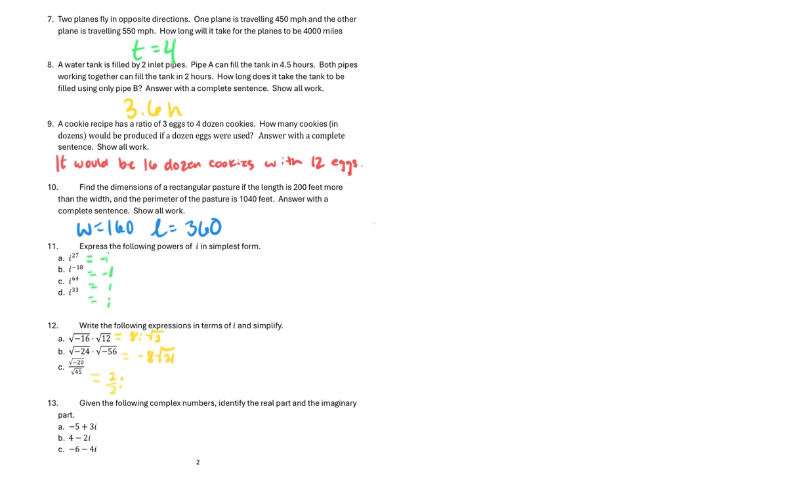Given the following complex numbers, identify the real part and the imaginary part. So this is really easy. The one that doesn't have the i, so the -5, 4, and -6 are all the reals. The +3i, -2i, and -4i are the imaginary.